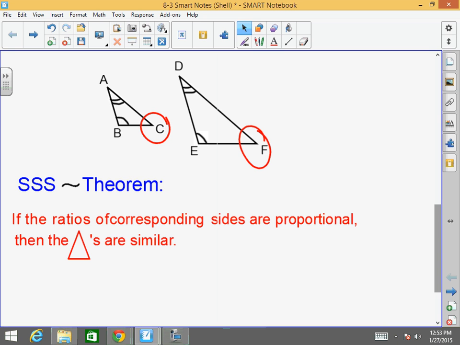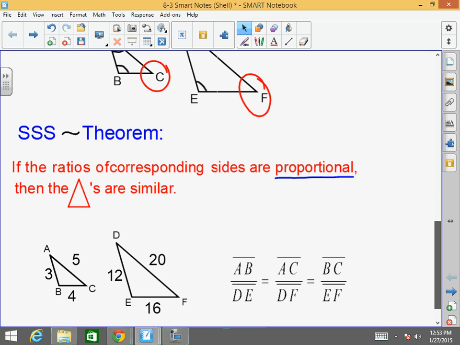It states that if the ratios of the corresponding sides are proportional, proportional being the key word here, they have the same ratio, they have the same proportion, then the triangles are similar. So very different, actually, than the side, side, side congruency theorem. If the ratios of corresponding sides are proportional, then the triangles are similar. Okay? This is side, side, side similarity.